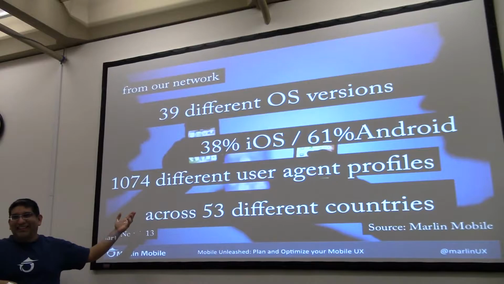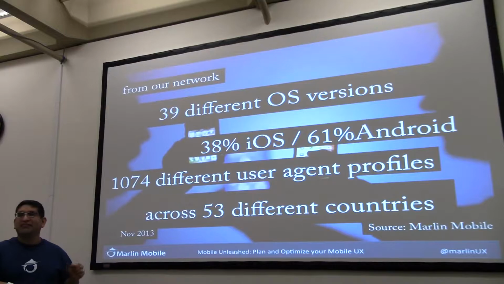The thing about a user agent profile, and this is what we began to look at as we were capturing that data, is that it changes. It's not static. It changes with the version of the OS and the version of the browser. Your browser gets upgraded, your OS gets upgraded, and the user agent profile changes as well. These metrics came from 53 different countries. So this is pretty prolific. This isn't just a fly-by-night operation.